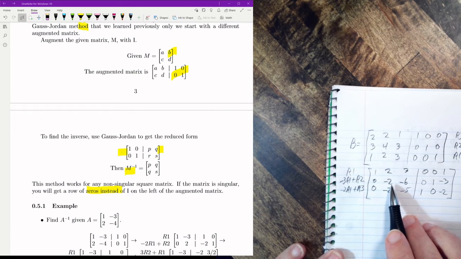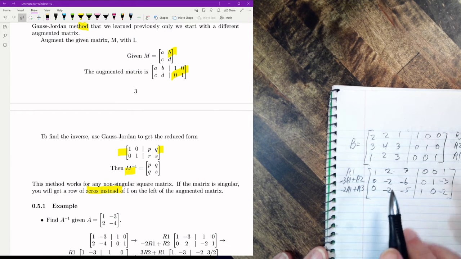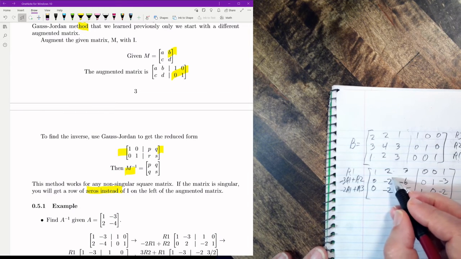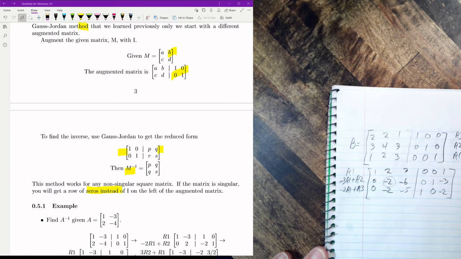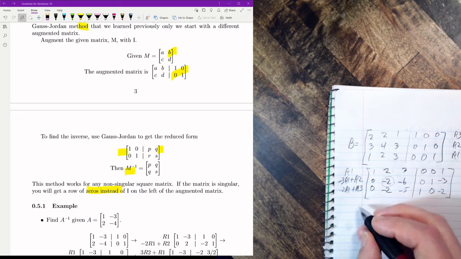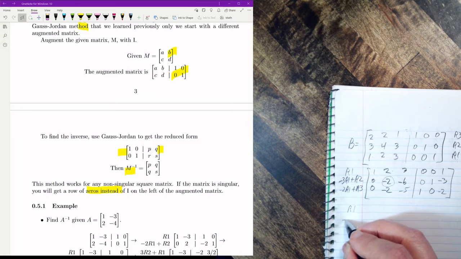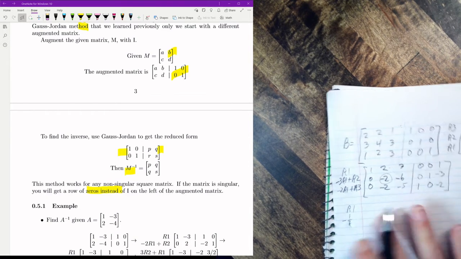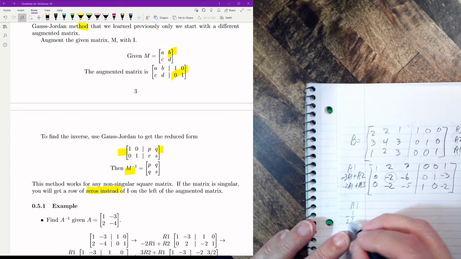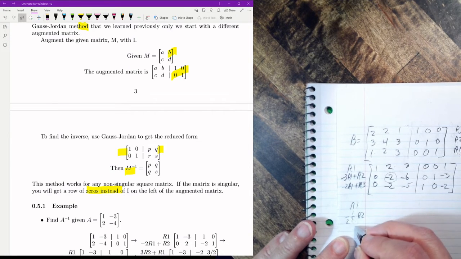Taking a look at this, let's make this a pivot. This is our next pivot point. So we need to multiply this row by 1 over minus 2. Okay? So we divide it by minus 2. We're going to keep row 1 and 3 the same. And row 3 is the same.